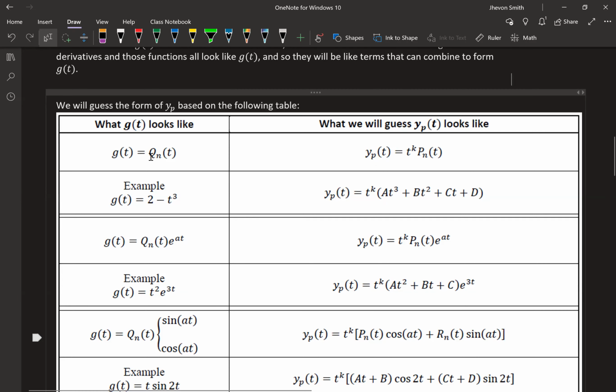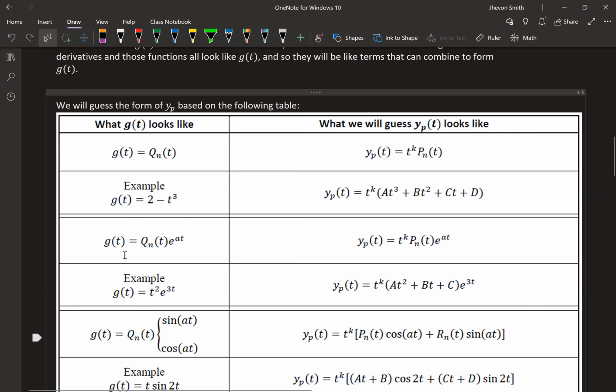So here, g of t, suppose it's a polynomial. So some specific nth degree polynomial. Then my guess for yp would be the following. I'm going to guess that it looks like some general nth degree polynomial, where potentially I have to multiply by a t raised to the k to make it not look like any term of the homogeneous solution. And I'll explain that a little bit later.